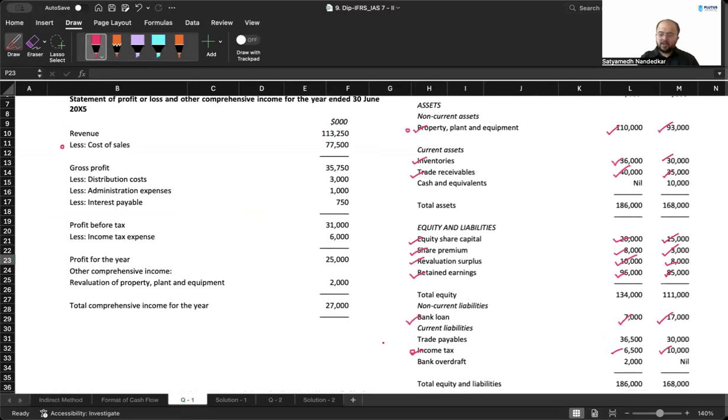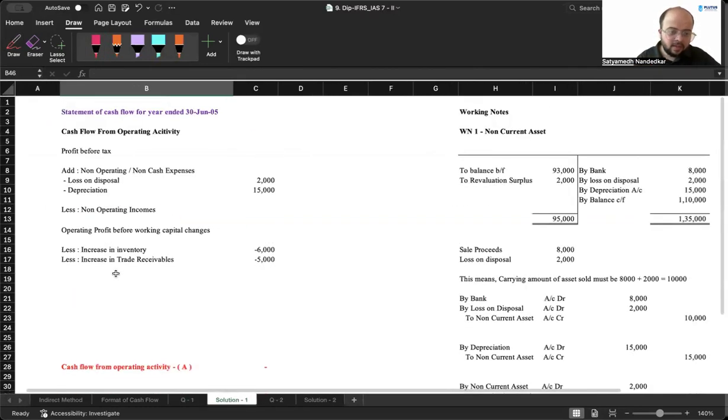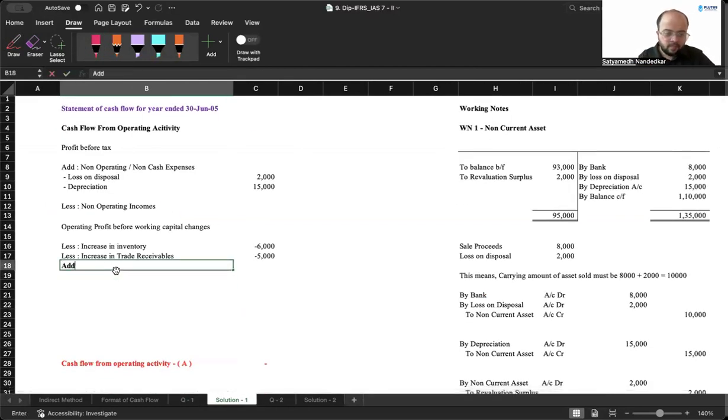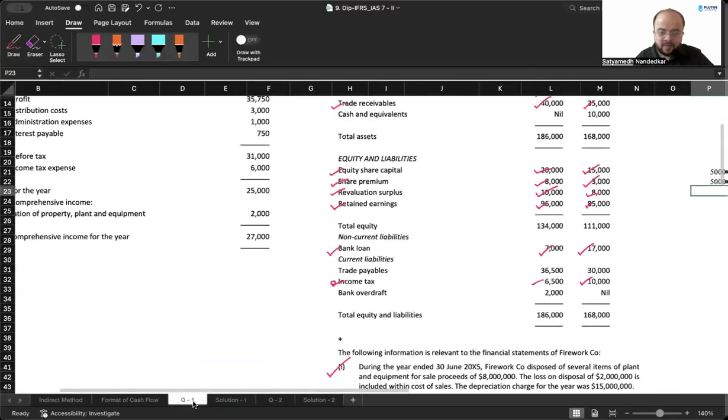Now, talking about current liabilities, trade payables have gone up from 30,000 to 36,500. There has been an increase in trade payables. Increase in current liabilities is added back. So here, add increase in trade payables. How much? 6,500. This is the amount of increase in trade payables. ठीक है, तो ये भी लिख दिया आपने.